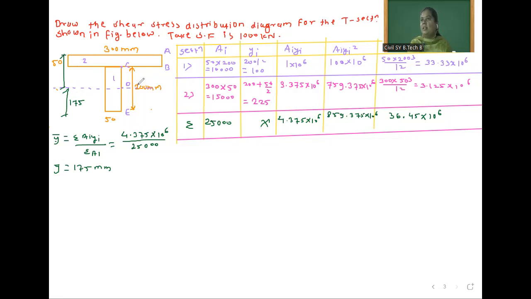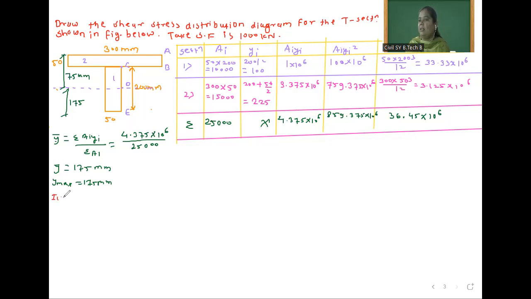Now you calculate top distance from this to this. Total is 200 plus 50, that is 250 minus 175. How much? 75 mm. Okay, 75 mm. So this is the y bar, and y max is nothing but 175. Not required here, but we will write here 175. After that, we will calculate I11.